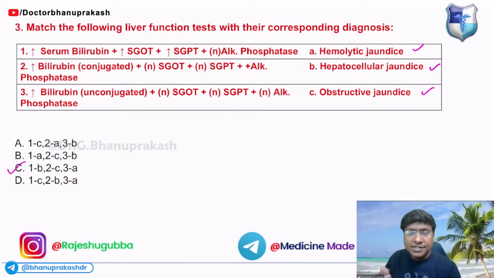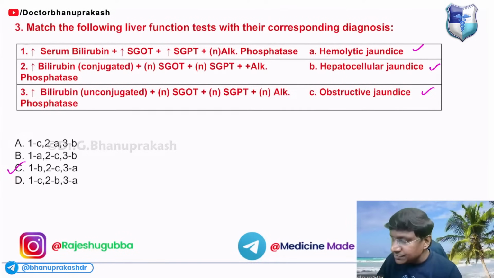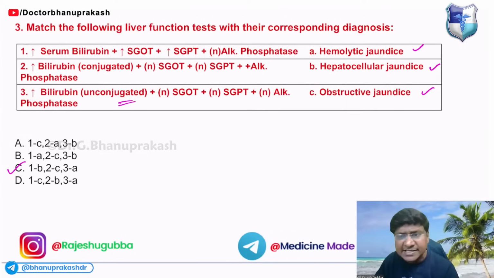In hemolytic jaundice, the problem is before the liver. The problem is not within the liver, the problem is before the liver, where there is excessive hemolysis, right? Now, in case of hemolytic jaundice, unconjugated bilirubin is elevated because there is excessive hemolysis. And the problem is not in the liver. That is the reason why SGOT, SGPT will remain normal.